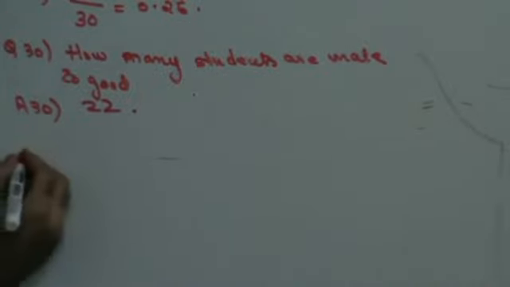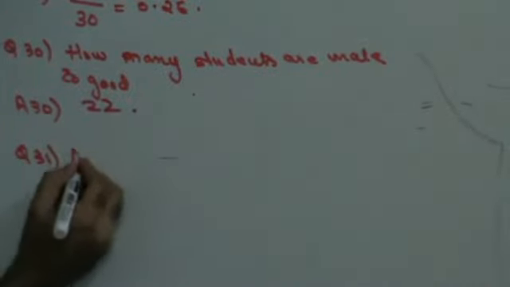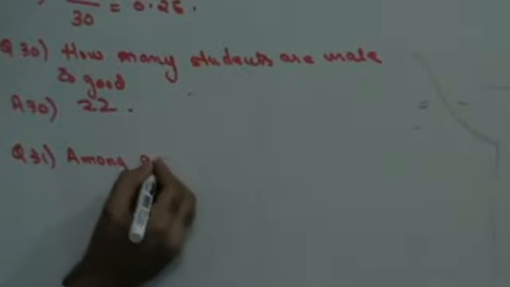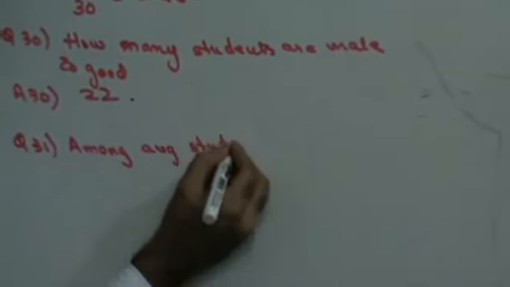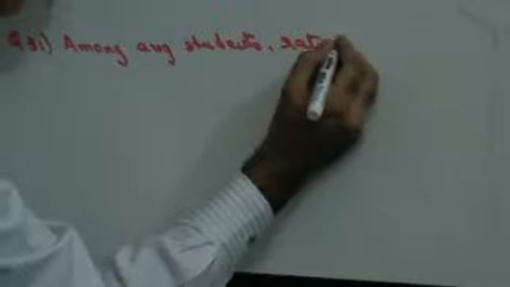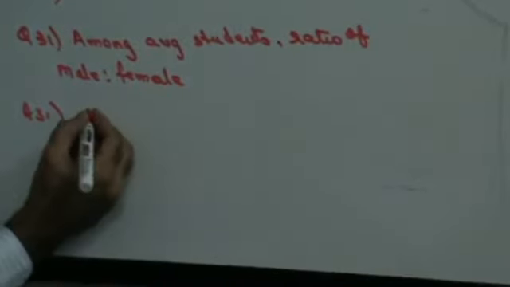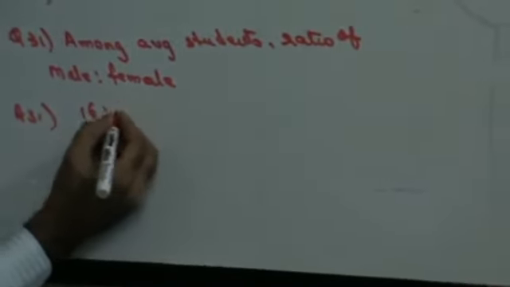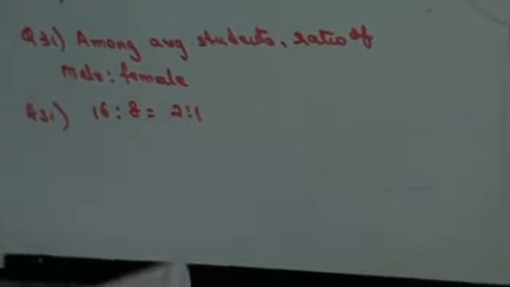Question 31. Among average students, what is the ratio of male to female? Amongst average students, the ratio of males to females is 16:8, which is going to be 2:1. Next, let's see the next question.